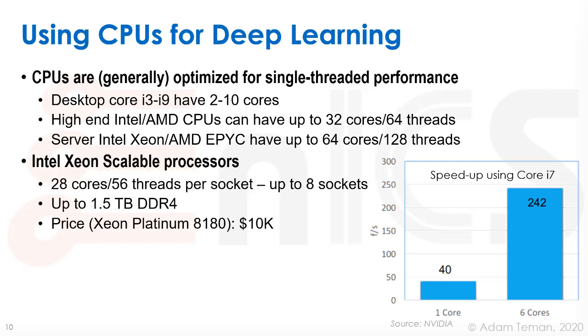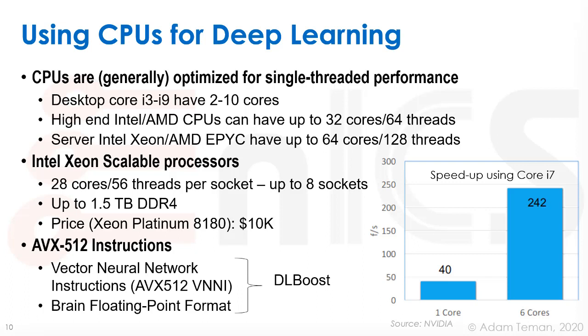Intel put out a series called Intel Xeon Scalable processors. Those have more cores. So there are 28 cores, or 56 threads, per socket, and you can put up to 8 sockets, which gives you quite a few CPUs to run on. It also has a big DRAM, up to 1.5 terabytes of DDR4. And the price of a Xeon Platinum 8180 is about $10K.